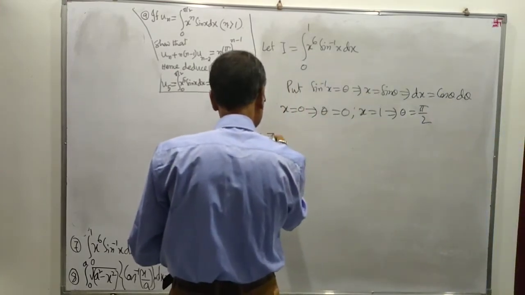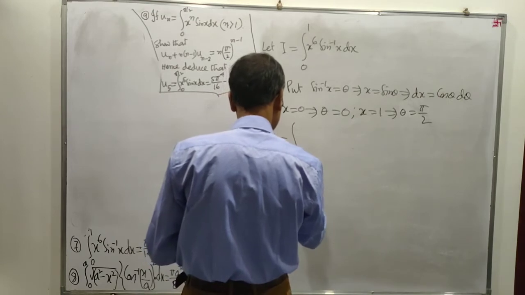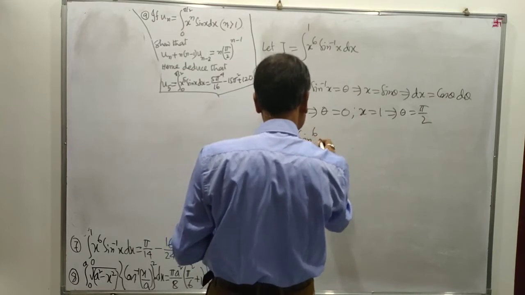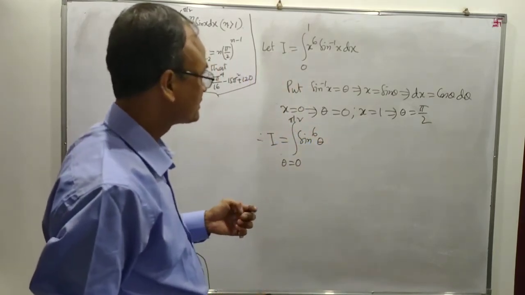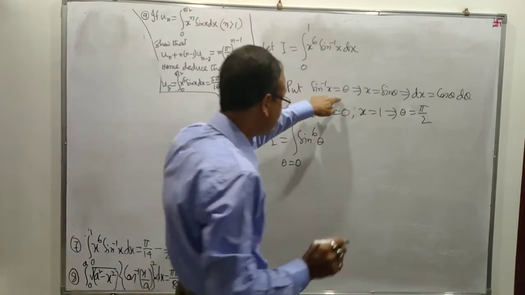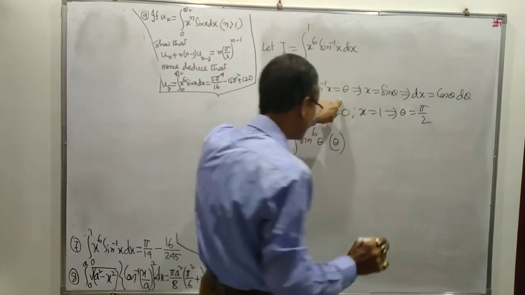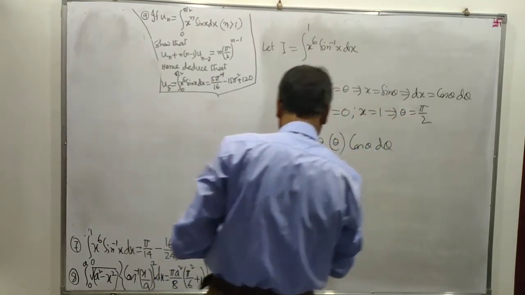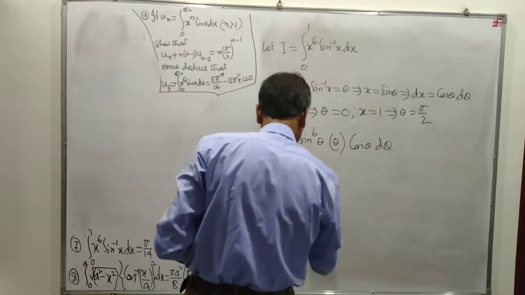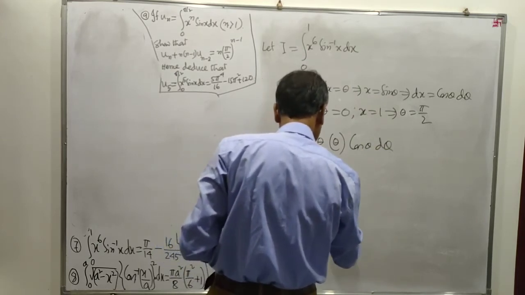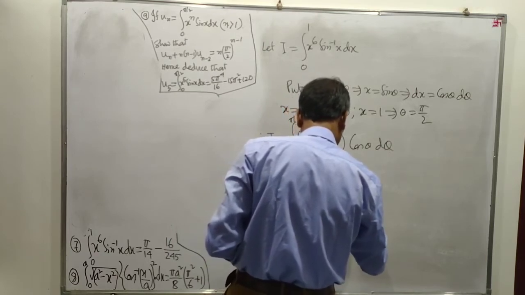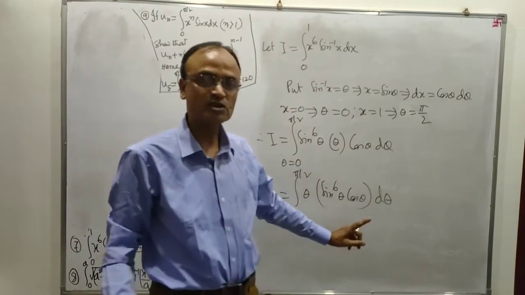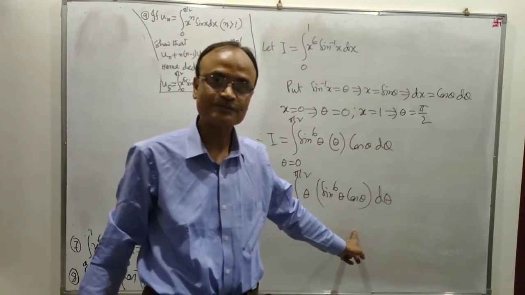Therefore, I equal to integration theta equal to 0 to pi by 2 of theta into sin to the power 6 theta cos theta d theta, since sin inverse x is theta and dx means cos theta d theta. Now taking sin to the power 6 theta cos theta as the second function.